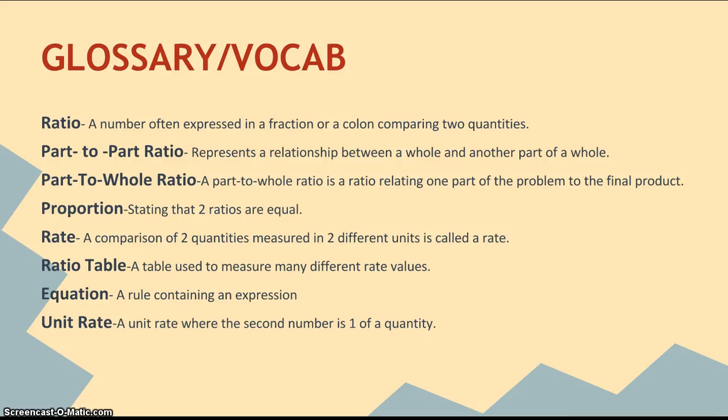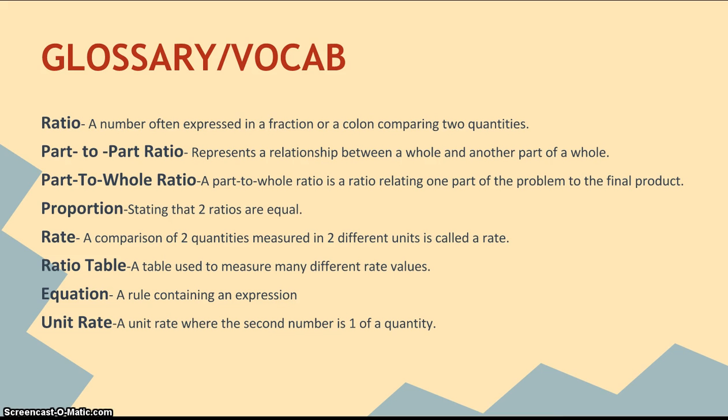So for our project, we did vocab, and here are some of the vocab words that we did. A ratio, if you didn't understand our presentation, is a number that is often expressed in a fraction or a colon comparing two quantities. A part-to-part ratio is a ratio that represents a relationship between one part of the whole and another part of the whole. A part-to-whole ratio is a ratio relating one part of the problem to the final product. A proportion states that two ratios are equal.